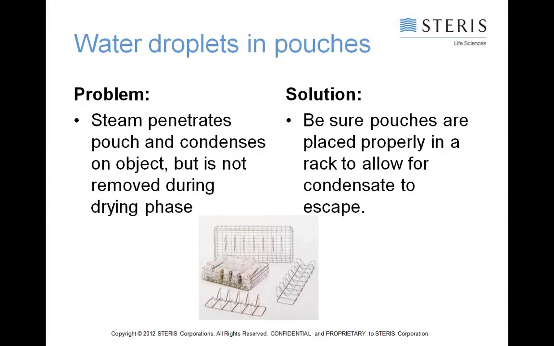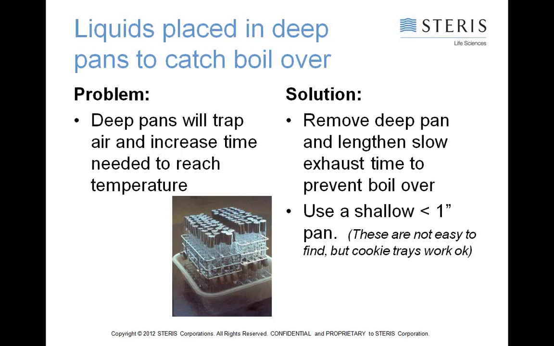Liquids placed in deep pans to catch boil over. We see this sometimes, and it's very tempting to do because nobody likes to clean up baked media off of an autoclave floor. However, we do need to understand that in some of these Nalgene containers that are like 5 inches high, you do risk trapping air in the bottom of that. That's a little high for a gravity cycle or a liquid cycle for that air to be pushed out over the side.